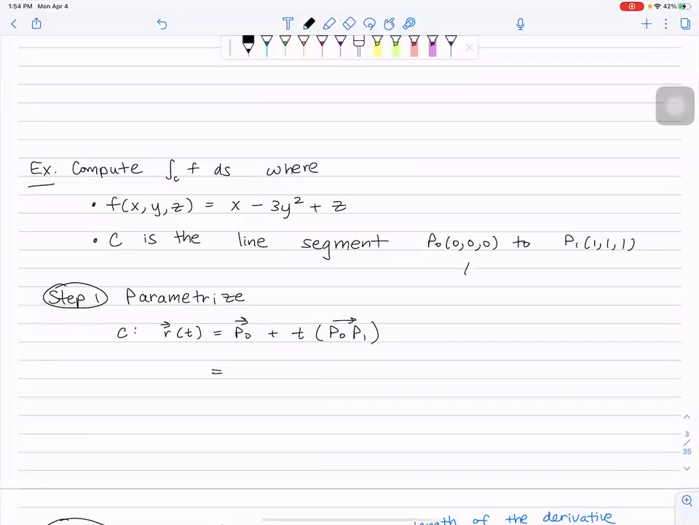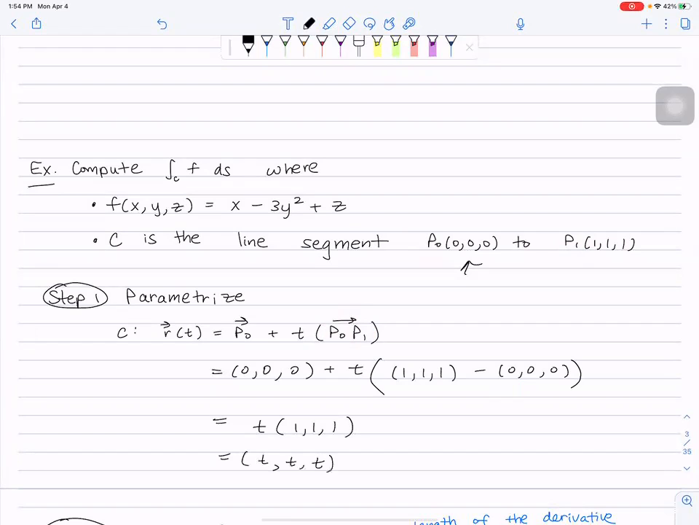So if we choose this as our first point, 0, 0, 0, plus t times this line segment, which is from the point P1 to point P0. So you do 1, 1, 1 minus 0, 0, 0. You do the endpoint minus the beginning point. And so this parameterization will give you t times 1, 1, 1, or you can write it as t, t, t. Whenever you have a line and want to parameterize it, follow this formula.